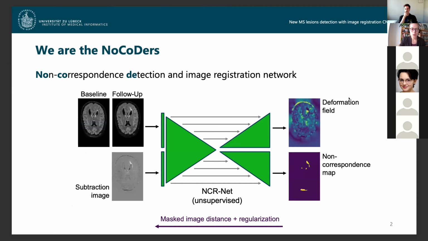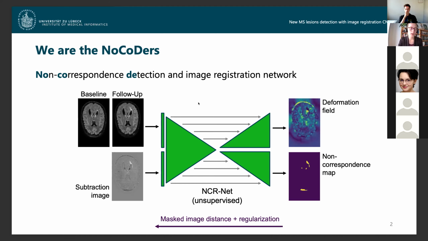So what we want to do is we take the baseline and the follow-up MRIs, and we consider new lesions that are visible in the follow-up only as image regions that are non-correspondent between the 2 time points. To detect these non-correspondent regions, we've developed NCRNet, the non-correspondence detection and image registration network. The basic architecture of this network is 1 encoder and 2 decoders that enable the network to, at the same time, deform the baseline to match the follow-up image and to segment areas of non-correspondences between the 2 time points.